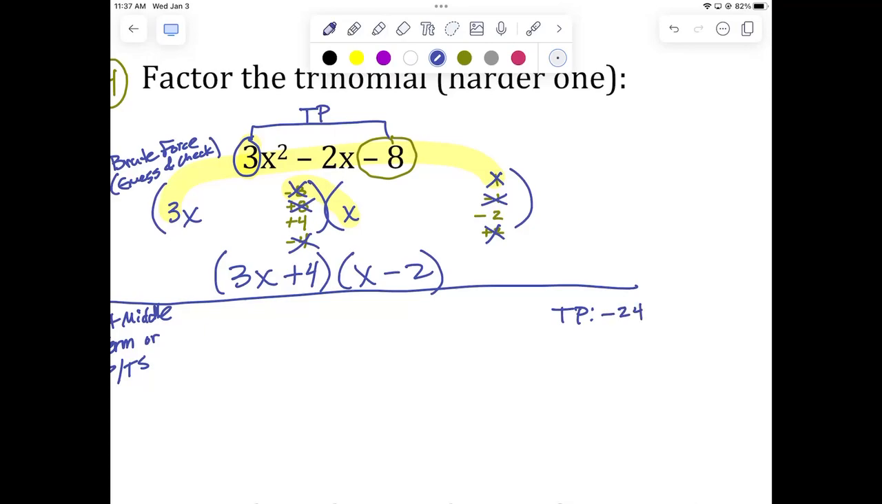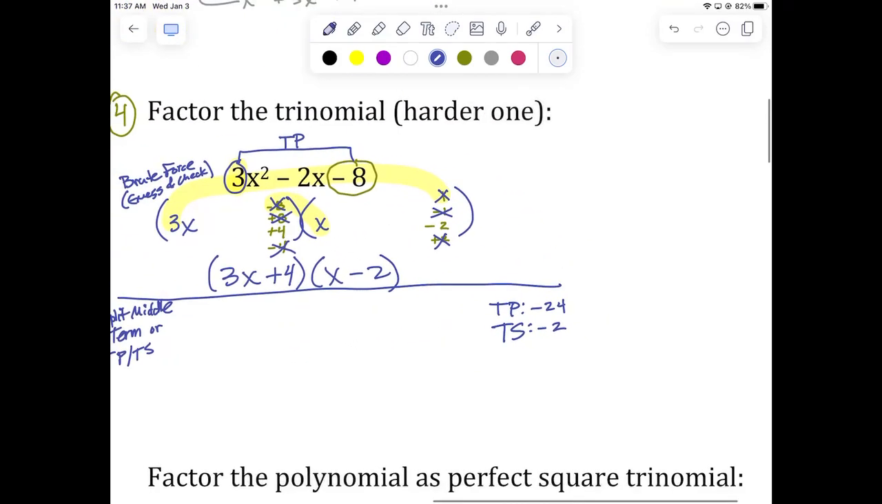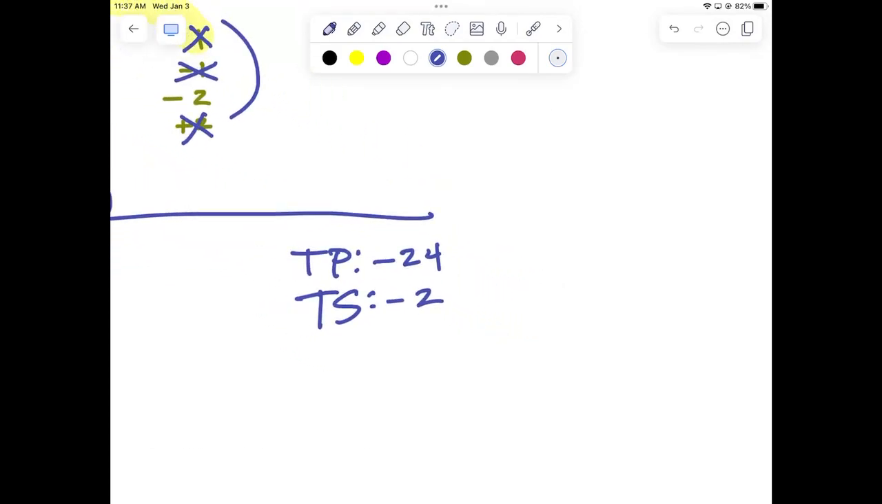Okay? That's why when that number in the front is just a 1, your target product is just your constant, because 1 times your constant is just your constant. But whenever it's something more than a 1, you got to multiply it by that number. So our target product is -24. Our target sum is still going to be -2. That doesn't change. Okay? Now we can kind of reframe the problem. Instead of looking for the combination of 2 different factors, the 3 and the 8, we just look at 24. Okay? What are some factors of -24 that add up to -2?